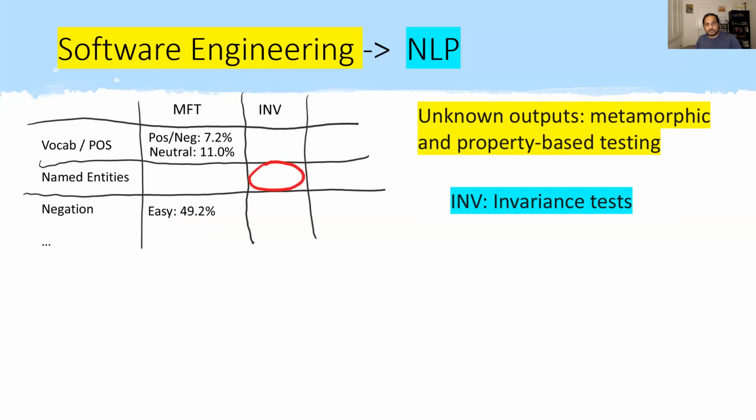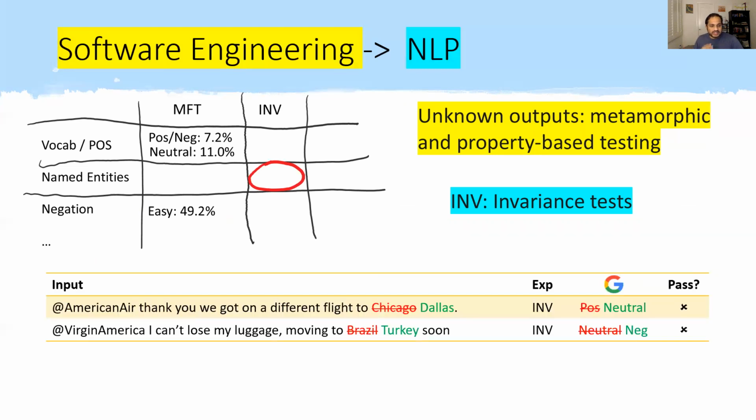So here's an example of what an invariance test for named entities looks like. We take existing tweets or existing data, and we find named entities in them and replace them with a different named entity. Clearly, we're just changing named entities. We should not change the sentiment based on this. So Chicago goes to Dallas, Brazil goes to Turkey, and so on. And we expect that the output should not change. Do the models pass this test or not? Well, if you're changing locations, they fail 20% of the time. Just to be clear, all of these failure rates would be 0 as far as I'm concerned.